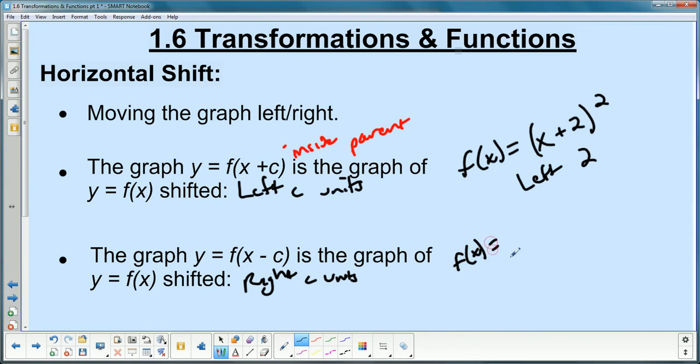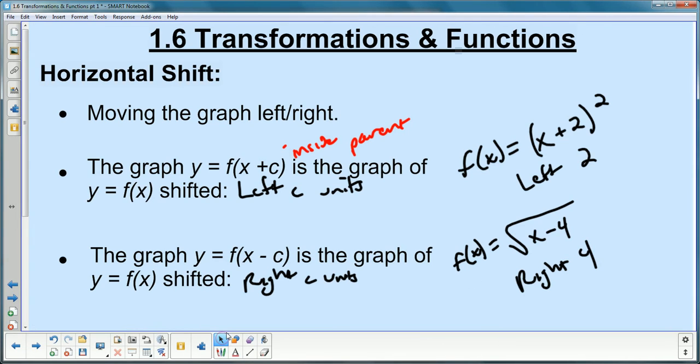Similarly, if we say the square root of x minus 4, you'll notice the minus 4 is also under the square root symbol now, so that tells us that we are going to move right 4 units. Okay, so if they are part of the parent function, inside the parent function, it's horizontal. Outside the parent function, it is vertical.